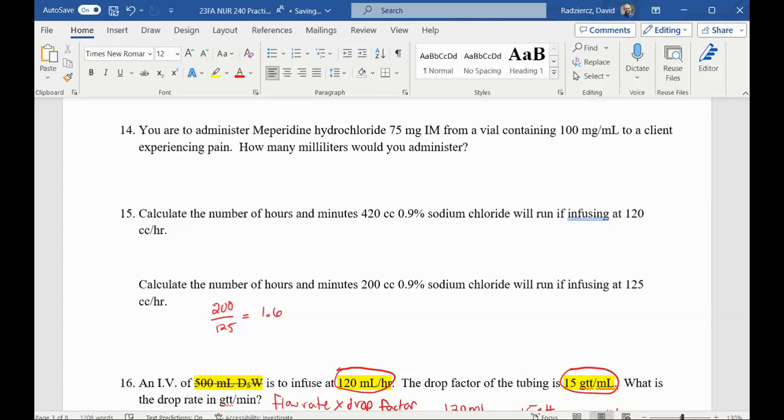Okay, so 1.6 hours. Now, you can find out what the minutes are in a couple different ways. So I can take that 0.6 times 60, and my answer would be 1 hour, 36 minutes. I think there's an easier way than what I just showed you there. If you didn't hear what I said, I took 0.6 and I multiplied it by 60. Okay, and that's where I get 36 from.